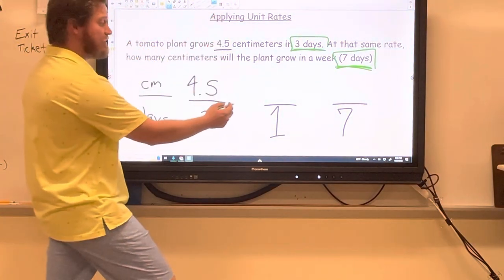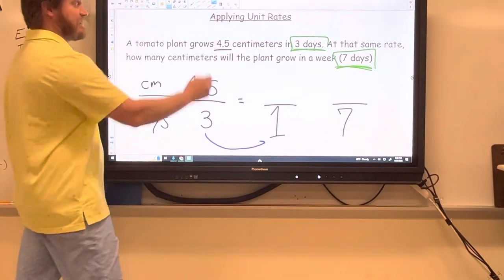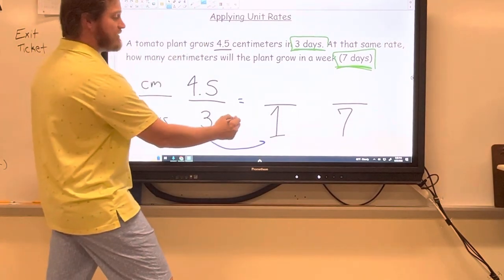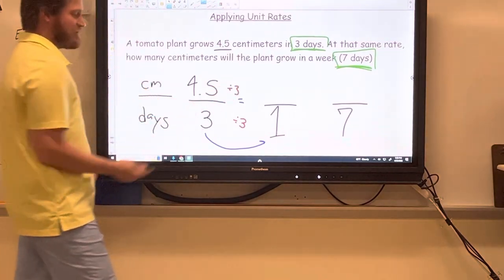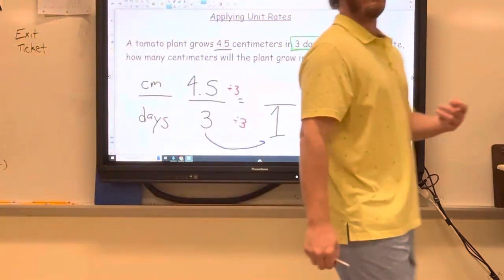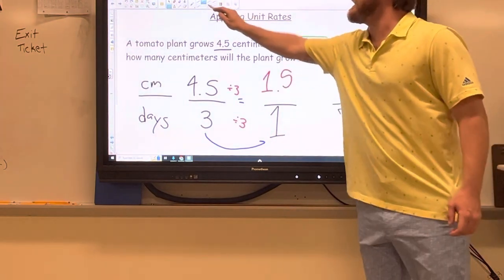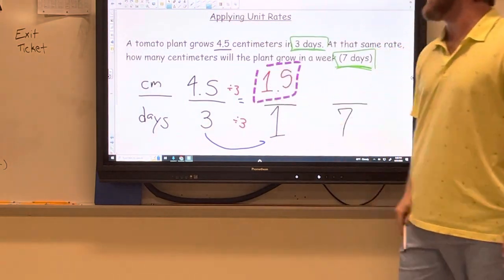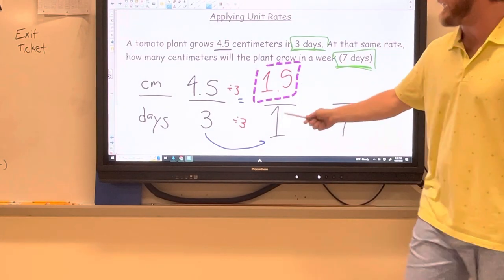So first of all, when I'm going down, to go from 3 to 1, I'm dividing like we just did the past couple slides. 3 divided by 3 is 1. What I do top, do the bottom. So if you type in 4.5 divided by 3, that gives you 1.5. What does that mean in this problem? It means that it grows 1.5 centimeters each day.